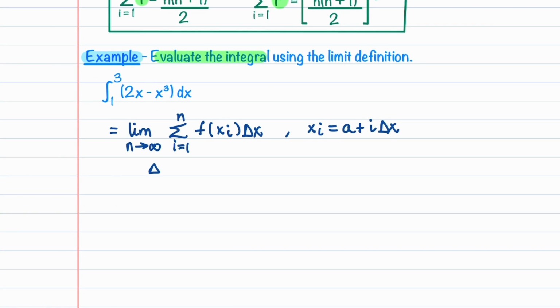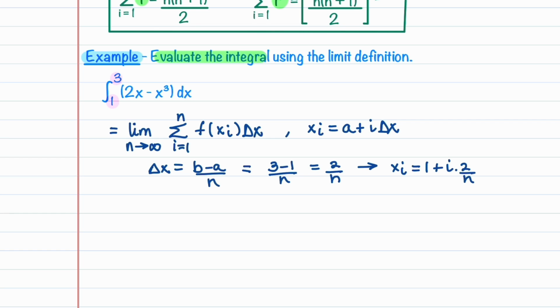Let's now find out what delta x is. The formula for delta x is b minus a, all divided by n. If we look back at our integral, we can see that a is 1 and b is 3. So this gives us 3 minus 1, all divided by n. So this is 2 divided by n. And now we can write down what x sub i is. x sub i is then a, which is 1, plus i times delta x, which is 2 divided by n.